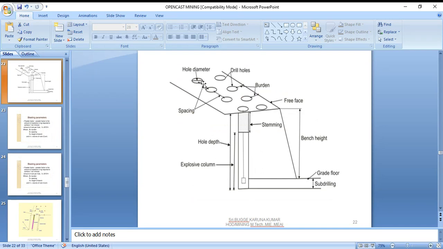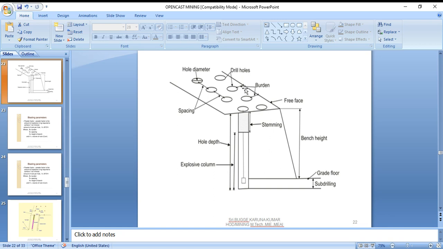Hole diameter is also one of the important parameters. If the number of holes is less, the hole diameter automatically becomes large. In open cast mines they also use holes of 300 to 330 mm diameter. So this is a very essential parameter for the heavy drills they are using for making the holes.